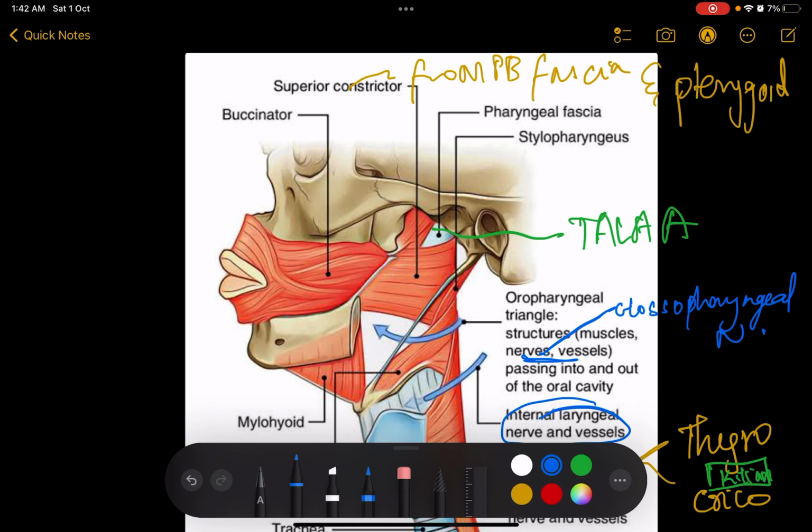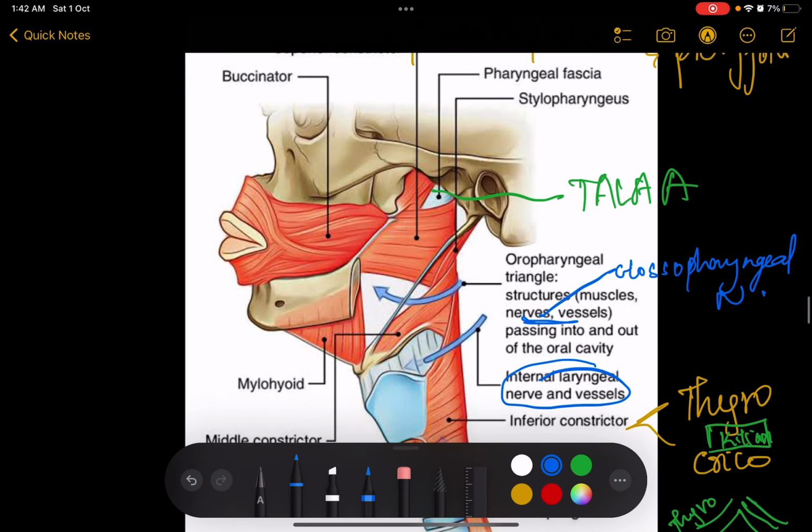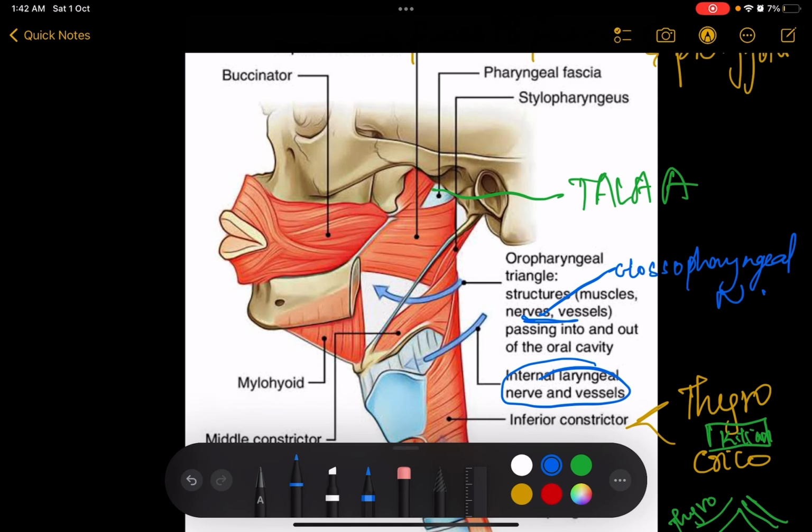All right, so it goes and it attaches on the posterior part of the midline raphe. But when it does that, there is a certain gap which is called the sinus of Morgagni, and the sinus of Morgagni is a space that allows these structures, TALLA, to pass. Now TALLA is basically: T is tensor palatini, A is auditory tube, L is levator palatini, A is ascending palatine artery, and A is ascending pharyngeal artery, palatine branch.